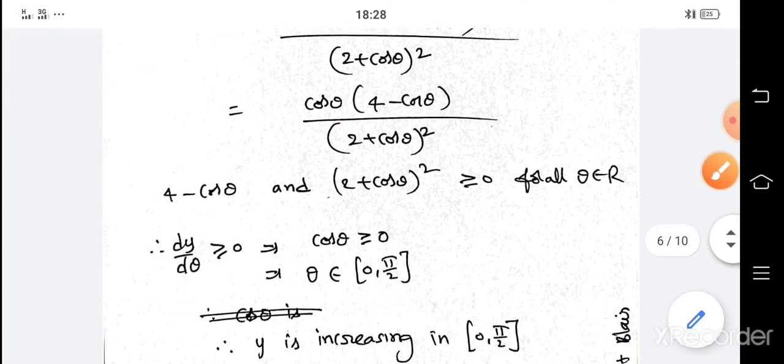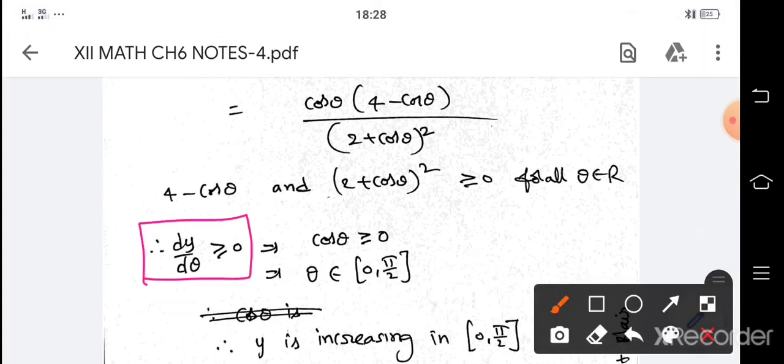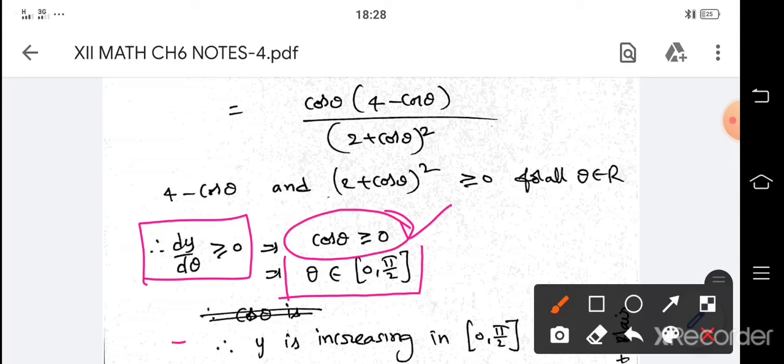So dy by d theta greater than or equal to 0, then cos theta greater than or equal to 0. That is in the first quadrant, theta belongs to 0 comma pi by 2. 0 to 90 degrees is the first quadrant. So y is increasing in the closed interval 0 comma pi by 2, hence proved.